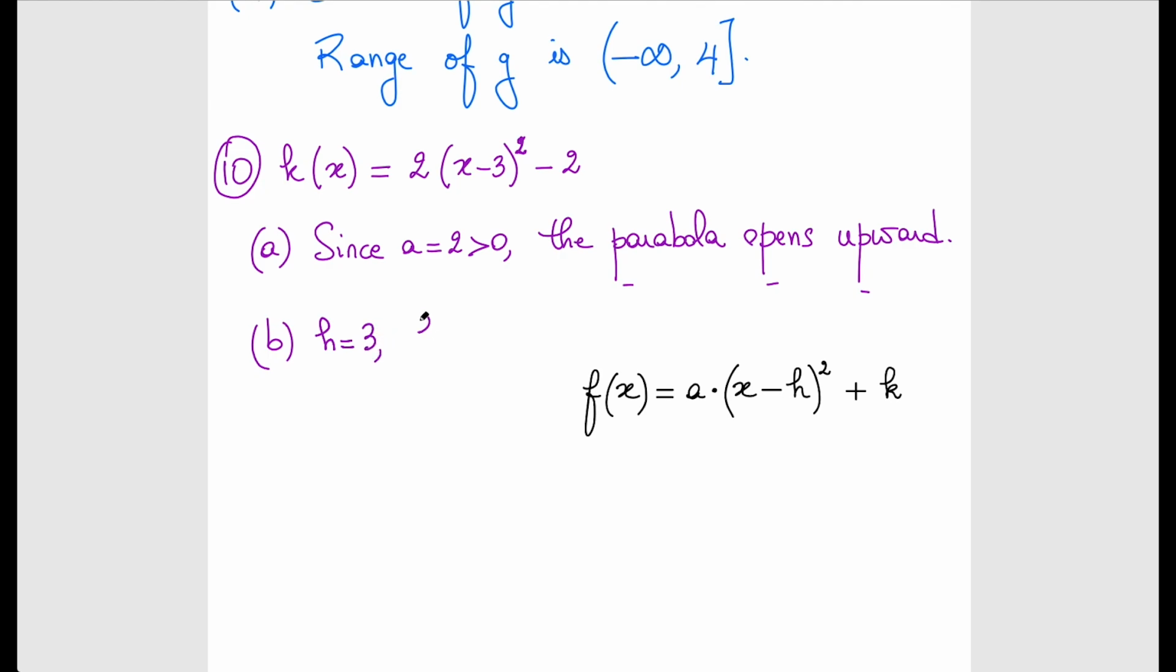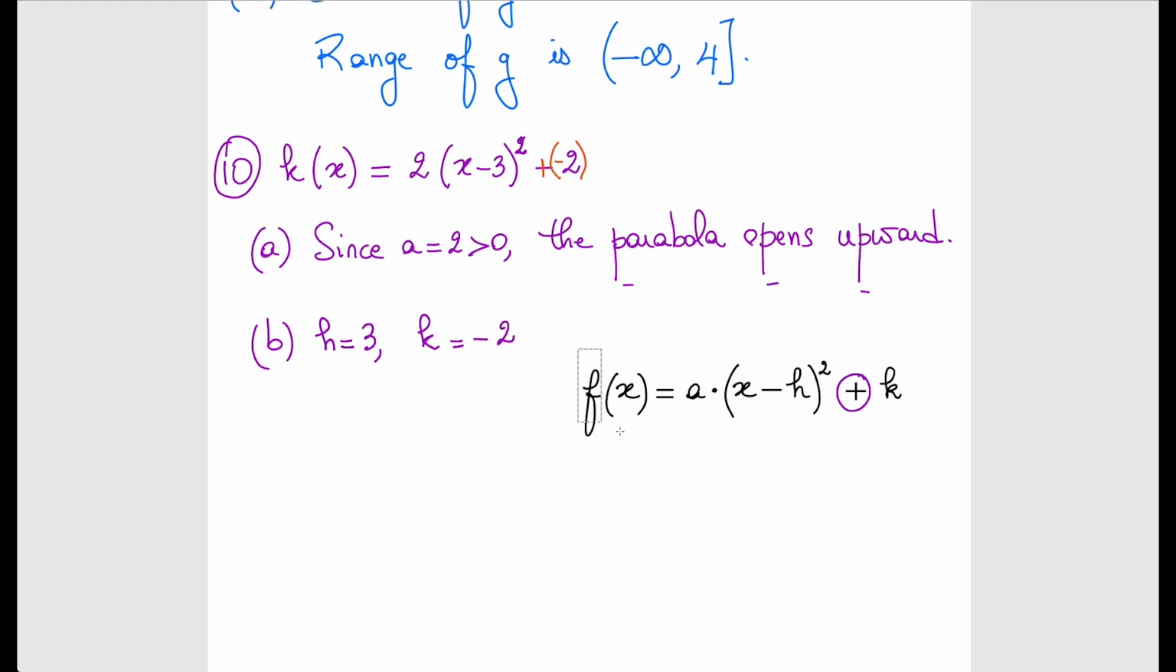And how about the k, the y-coordinate of the vertex? Well, I should have a plus, don't forget. To turn this into a plus, I can rewrite it as plus the negative 2, right? And now it's clear that the negative 2 is going to be the k. Agree with this? Okay. So k is negative 2.